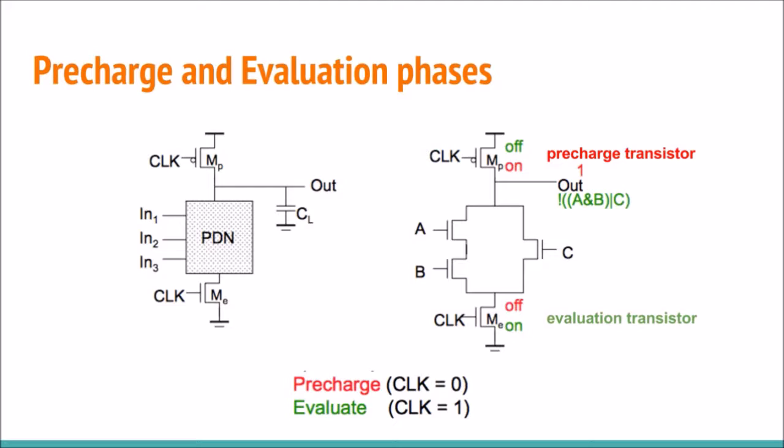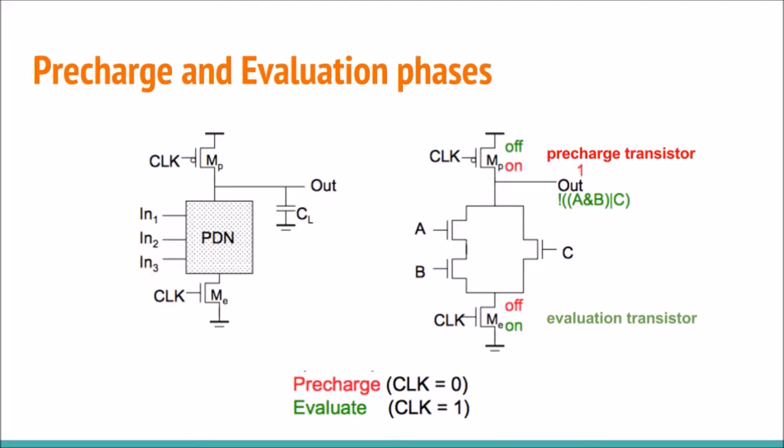In static logic families, the pull-up and pull-down networks operate concurrently. On the other hand, in dynamic logic, the operation of the pull-down network can be divided into 2 major phases, the pre-charge and the evaluation phase. In what mode the circuit is operating is determined by the clock signal. Now we are going to explain both phases.